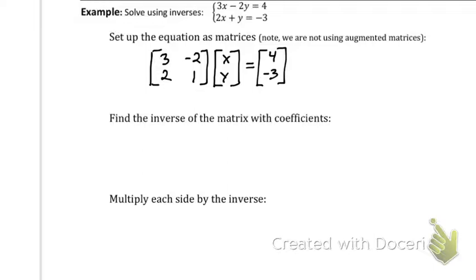All right, and now we're going to find the inverse of the matrix. Now, when I say the inverse of the matrix, there's only one inverse we can find, and that's our 2 by 2, which is a square matrix. So we're going to find the inverse of that 3, -2, 2, and 1.